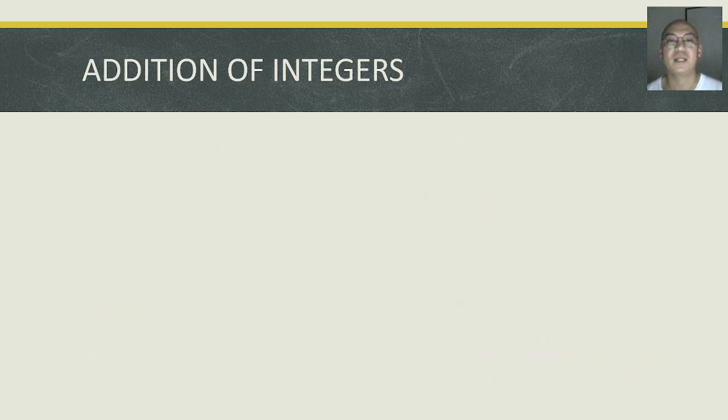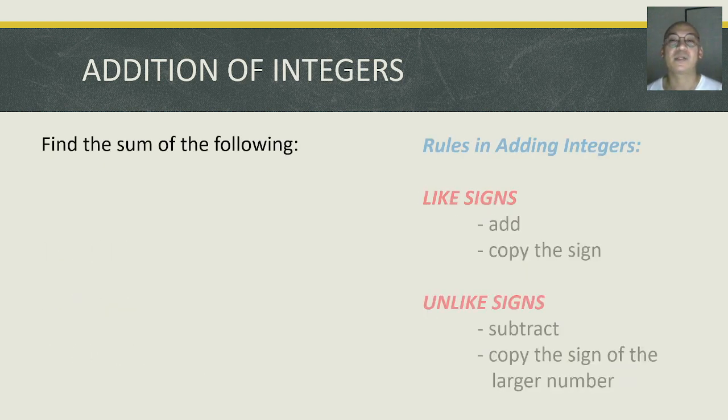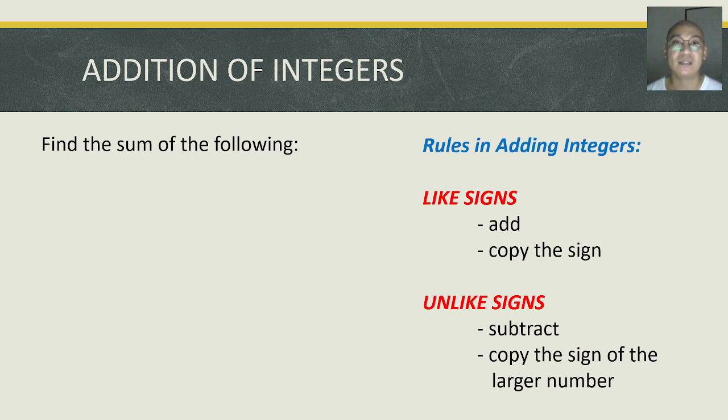Okay? So let us try more examples. But remember the rules. Like signs, we have to add and then copy the sign. Unlike signs, we have to subtract and then copy the sign of the larger number. Let's start with number 1. Negative 28 plus negative 35. Check the signs, they are both negative. So they are like signs. We have to add. 28 plus 35, we have 63. And then copy their signs, negative. The answer is negative 63.